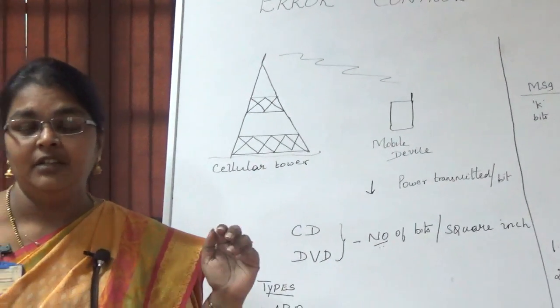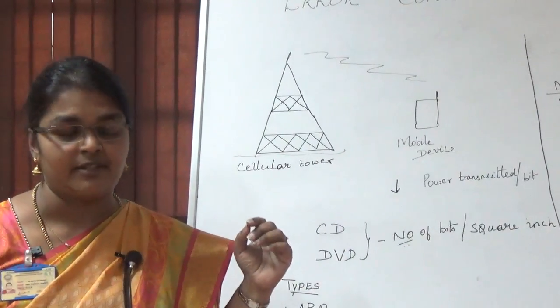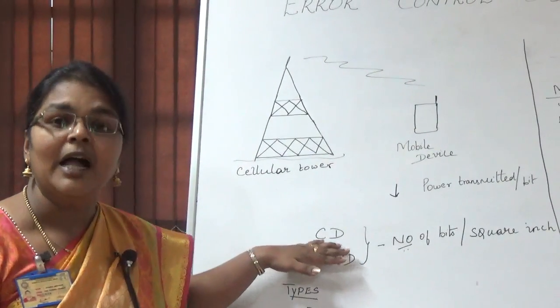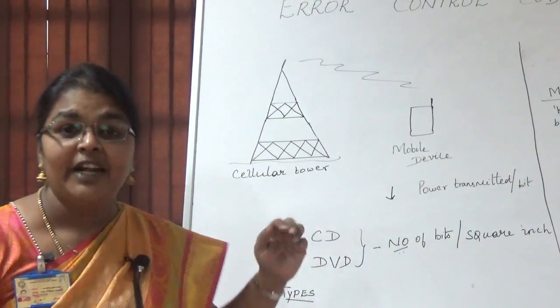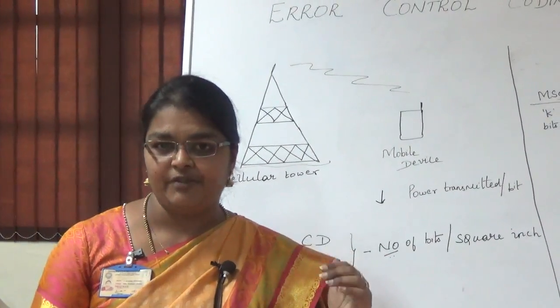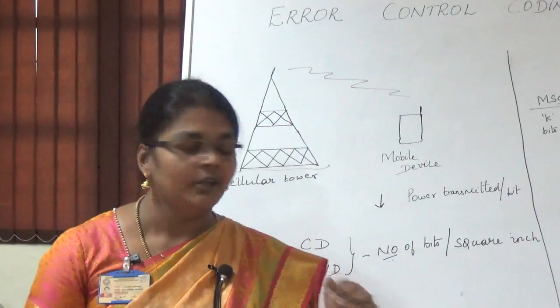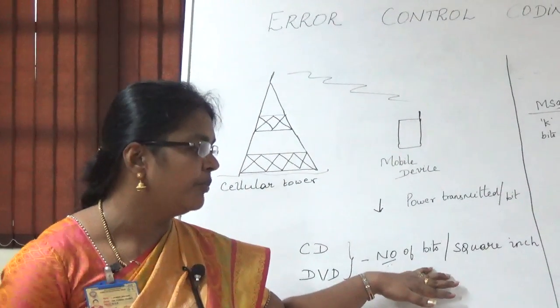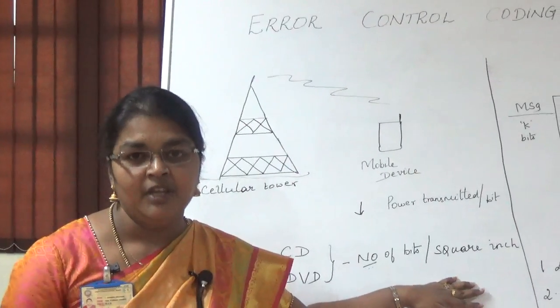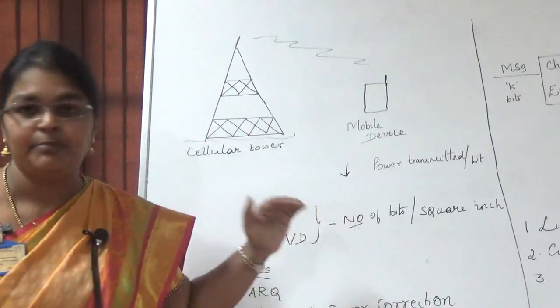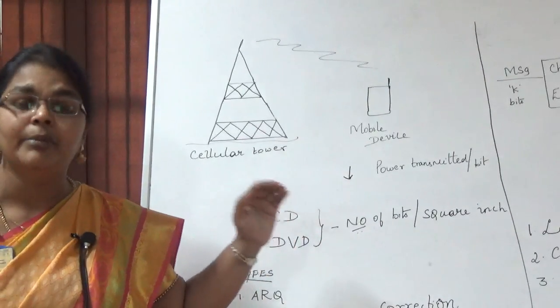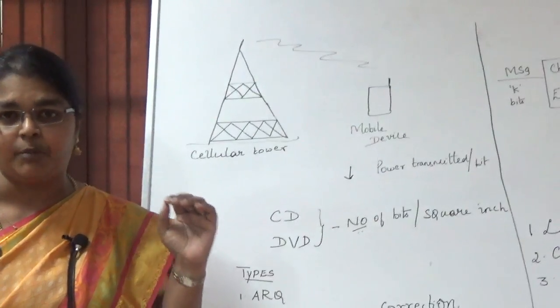The next application where error control coding is used is the storage device. We know very well we have various storage devices. For example, I'm considering the CD as well as the DVD. Whenever I'm designing the storage device, my concern should be to optimize the number of bits per square inch. Once I say optimize, it should be as large as possible, the number of bits per square inch should be a larger amount.